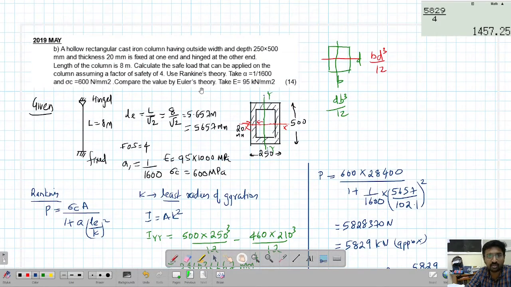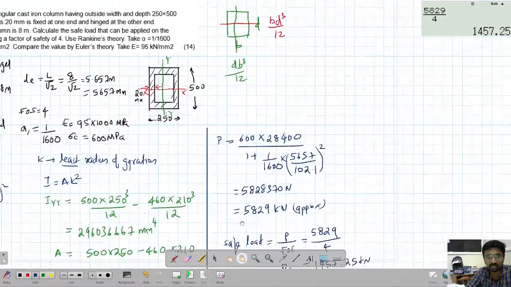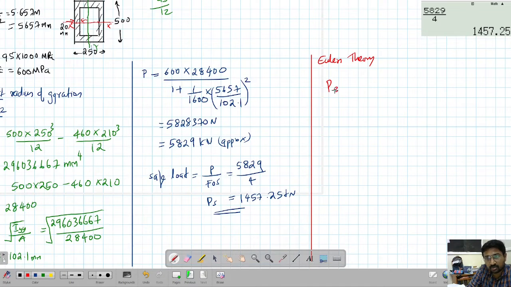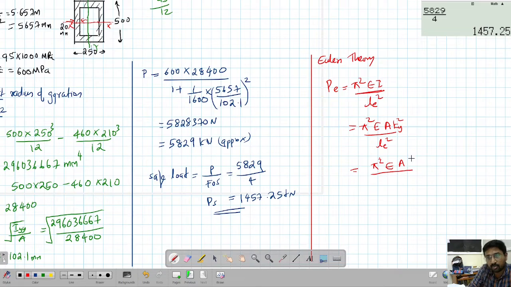Now what they are telling is to compare the value with Euler's theory. Okay, now we just have to compare the value with Euler's theory. So we will do it here on the side. Euler's buckling load is given by pi square E I upon Le square. Now here also we have to take the least value of I. So this is E into I, which we can write as A into ky square, upon Le square. So this will come out to be pi square E A upon Le by k square. So this is ky.